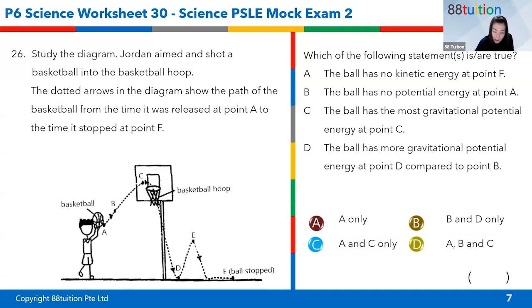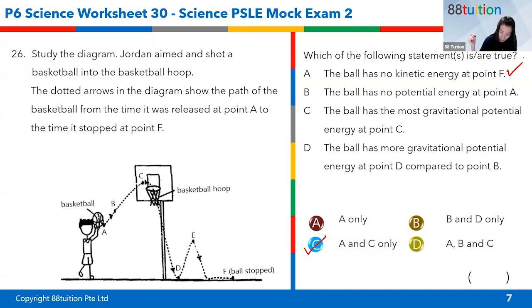Okay, so let's see. Not a big issue here. Only one person got it wrong. So I'm just going to quickly go through. The answer is actually C. The ball has no kinetic energy at point F. Yeah, the ball already stopped, so no kinetic energy is correct.